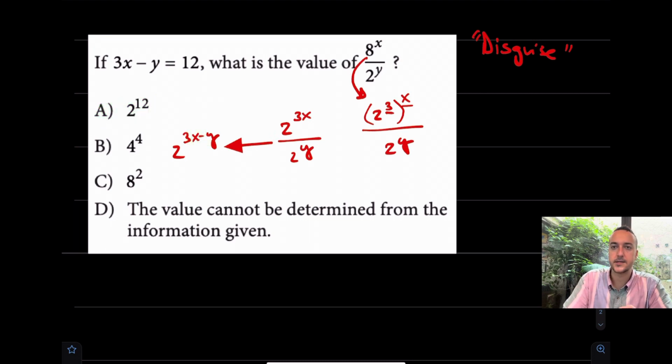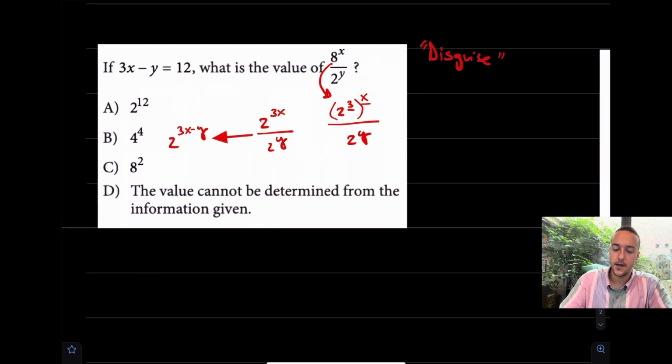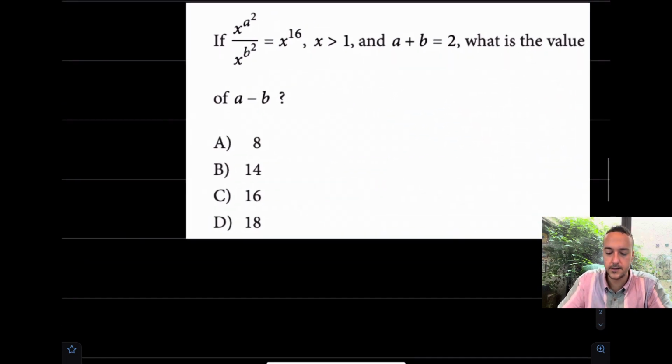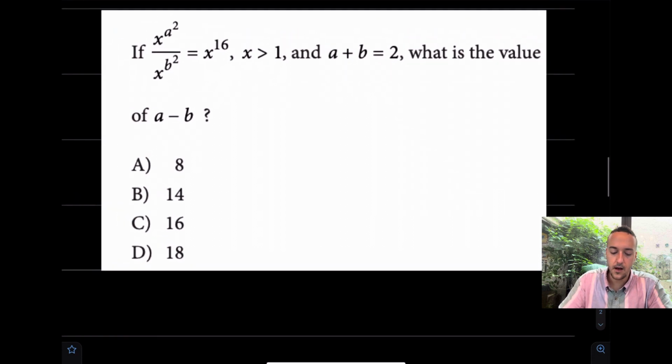That's a really tough question. Again, what skill unlocked that for me? Really the idea of disguise, the idea that 8 isn't really 8. It was actually 2 to the 3rd all along. All right. If you have any questions on this question, obviously leave them in the comments and I will get back to you. But let's come over here for this question.